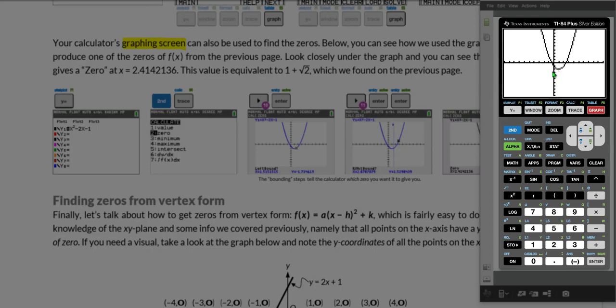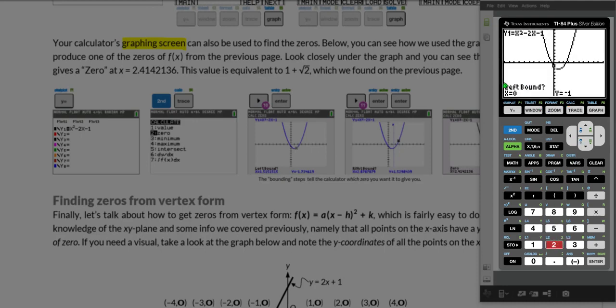So what we are going to do is as follows. We are going to hit second and then the trace button, and you will notice right above trace you see this calculate, C-A-L-C in blue. So when you hit second and trace, you'll bring up your calculate menu. We want our 0, number 2. So I'm going to hit number 2.